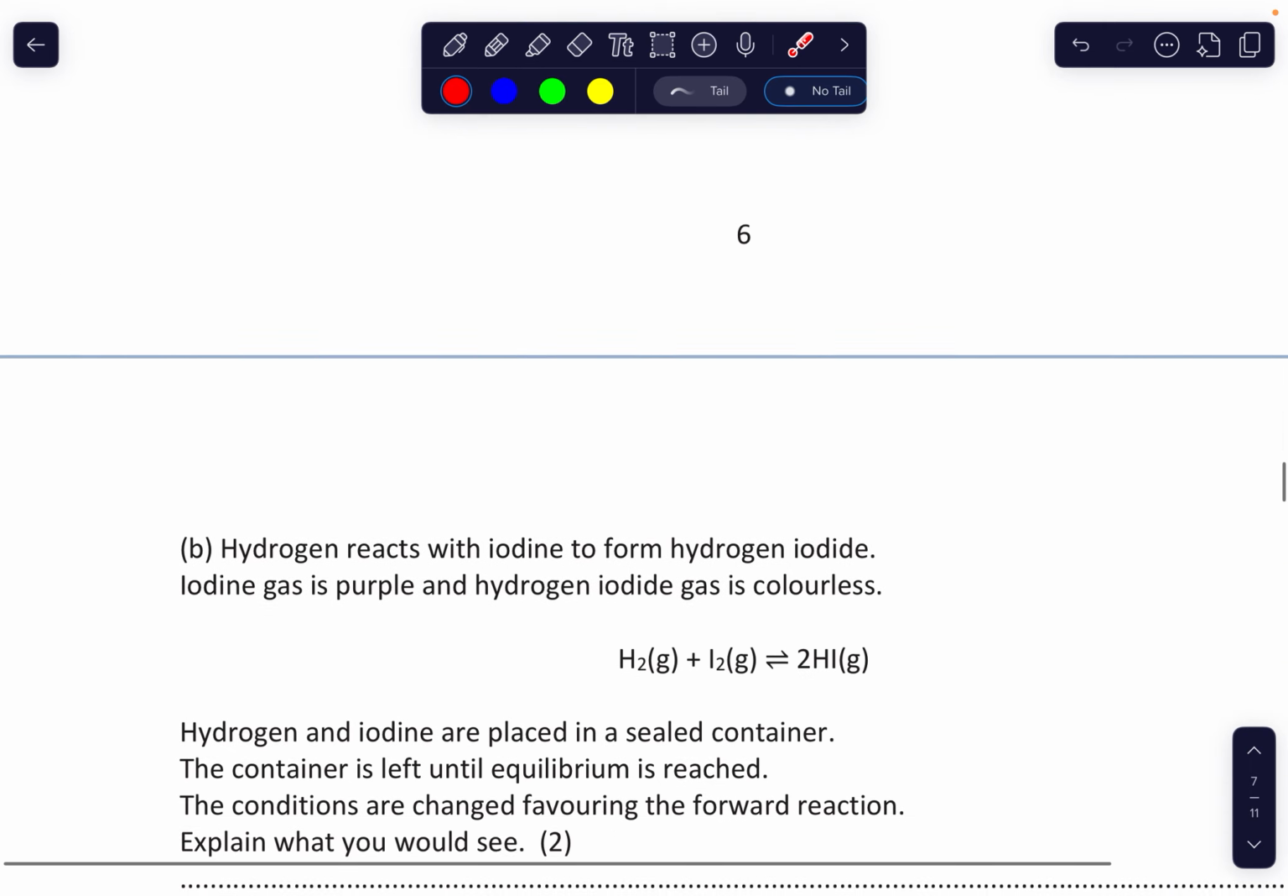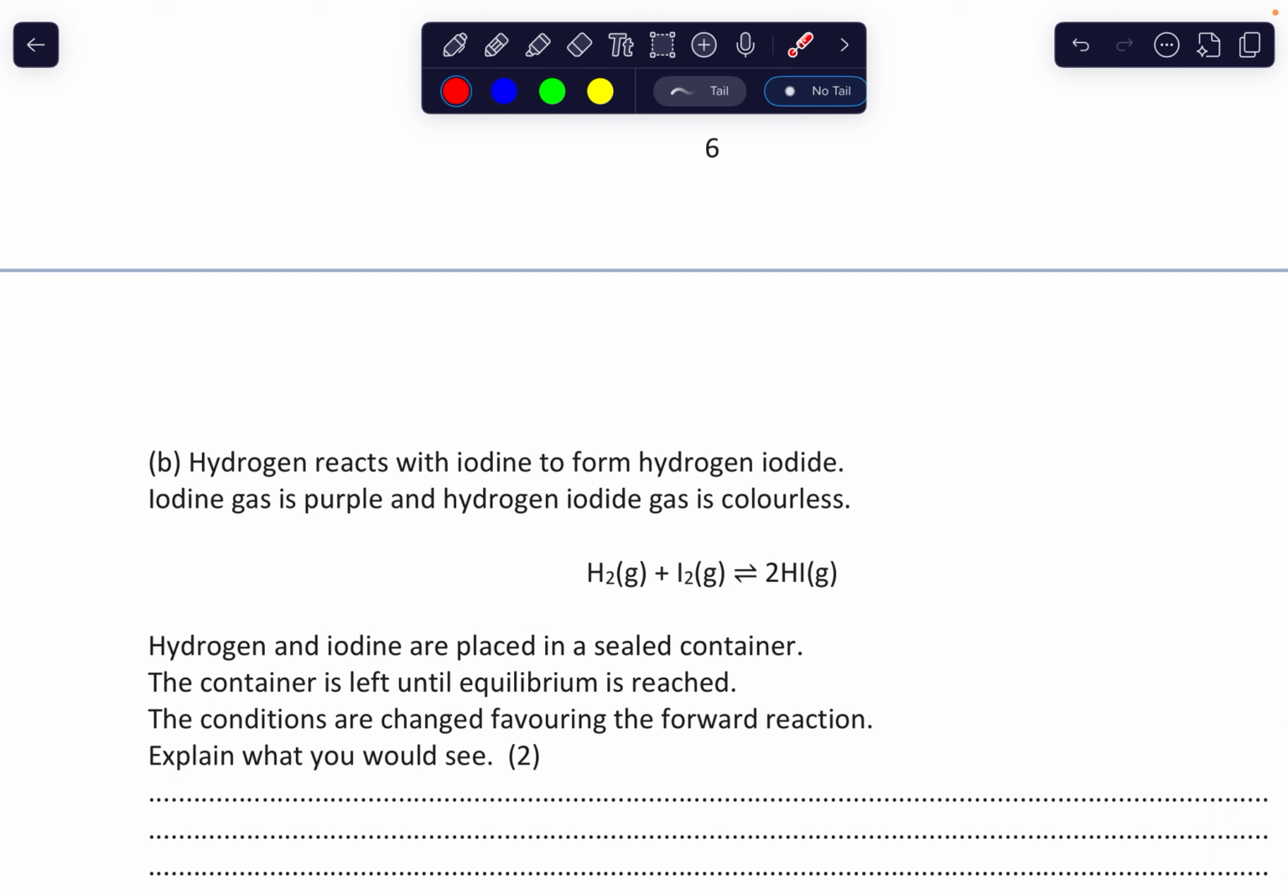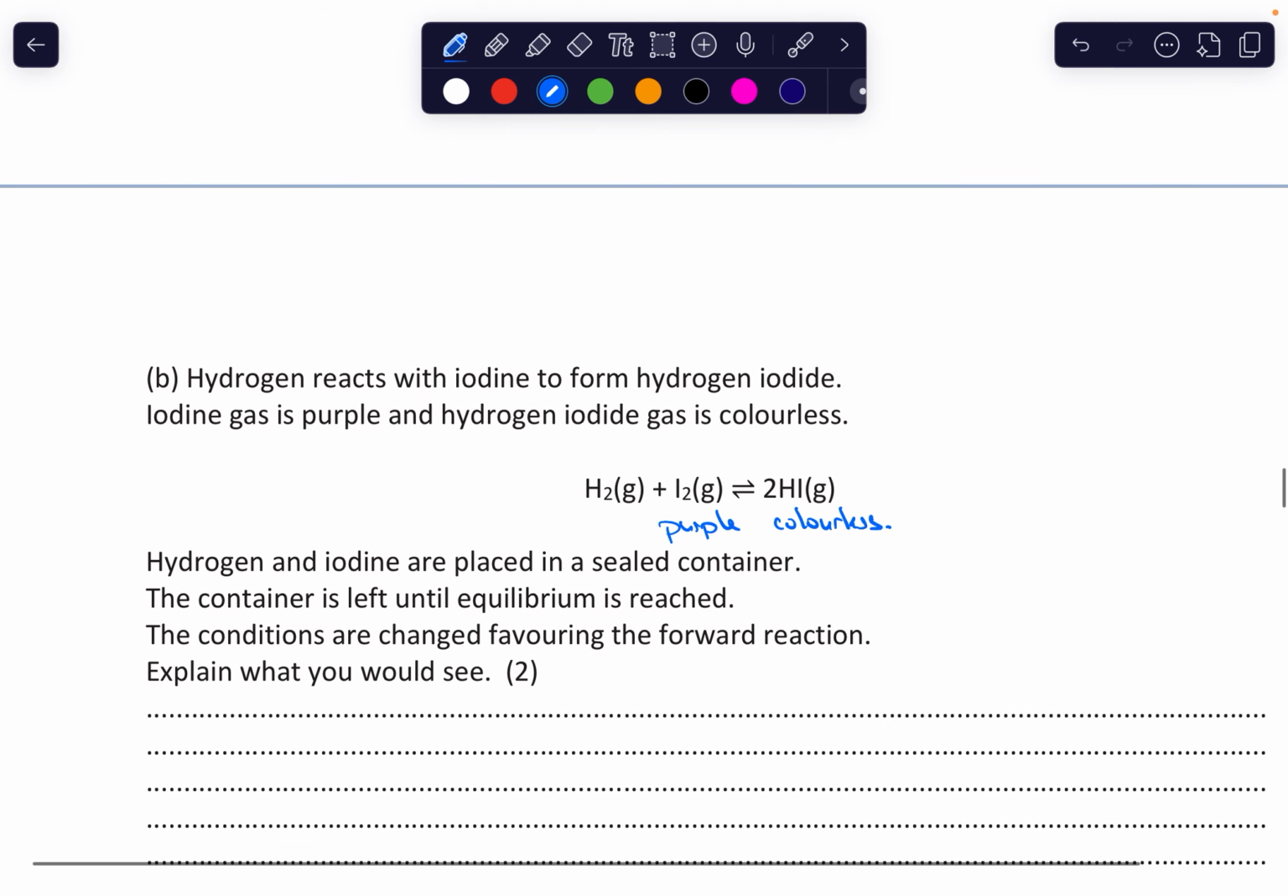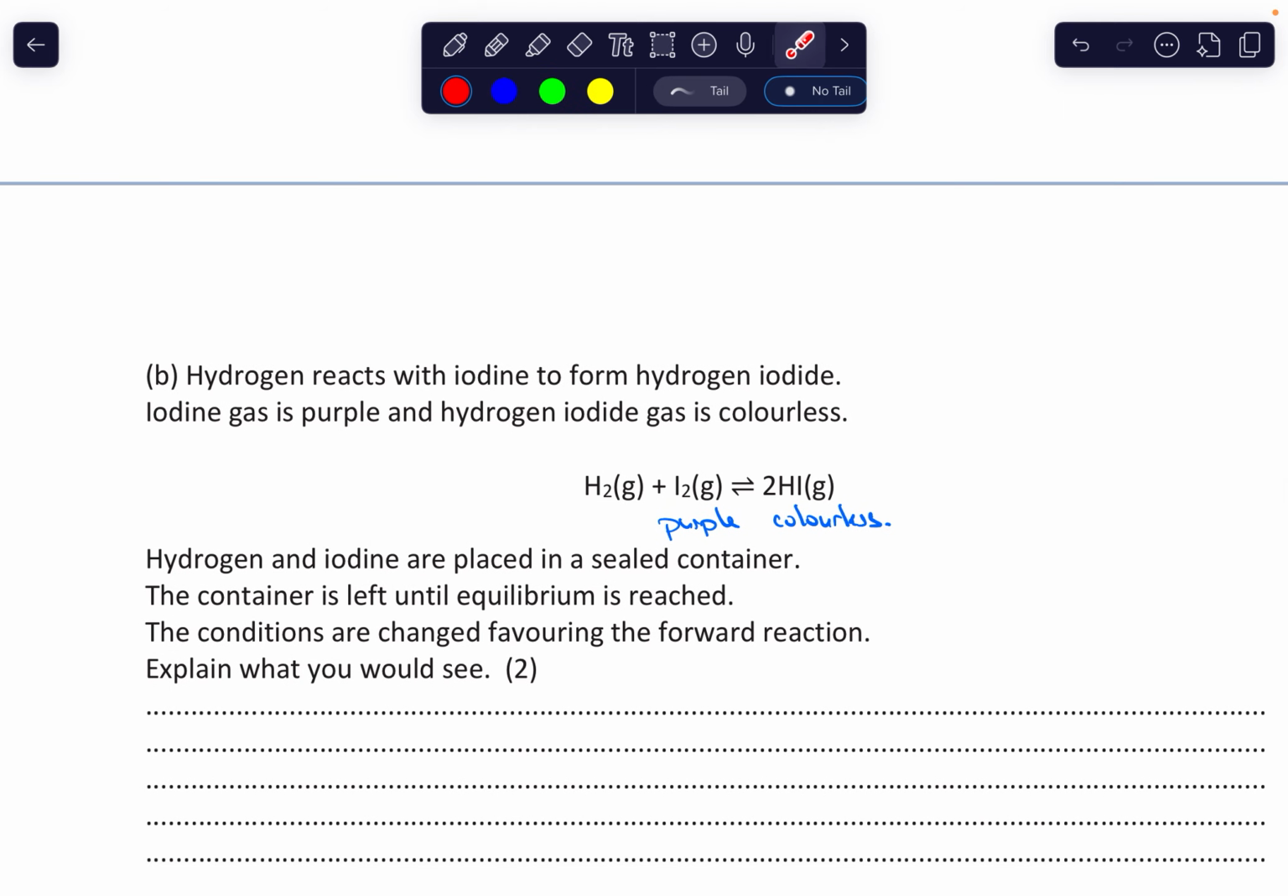It's another reversible reaction one, so we've got to do some thinking here. So we're told that hydrogen reacts with iodine to form hydrogen iodide. And let's put some information in just to help us. It says the iodine gas is purple, so this gas here is purple, and the hydrogen iodide, so over here, is colourless. Okay, these are left in a sealed container, and the container is left until the equilibrium is reached. So that means that in the container we would have hydrogen present, iodine present, and hydrogen iodide present, because at equilibrium all three of those gases are present.